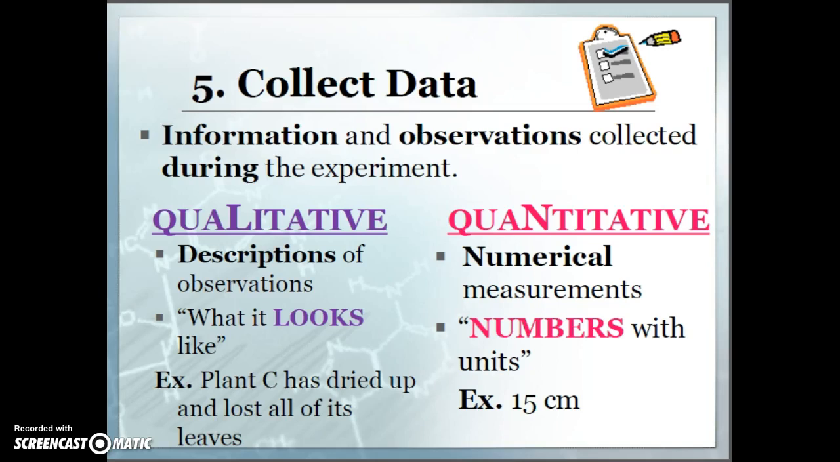Quantitative data would be actual numerical measurements. So if we took a measurement and noted that this plant A was 15 centimeters and plant B was 12 centimeters, then that would be quantitative data. An easy way to remember it for me is qualitative sounds like quality. So it's description, it's words describing qualities. And quantitative sounds like quantity, so it's numbers.